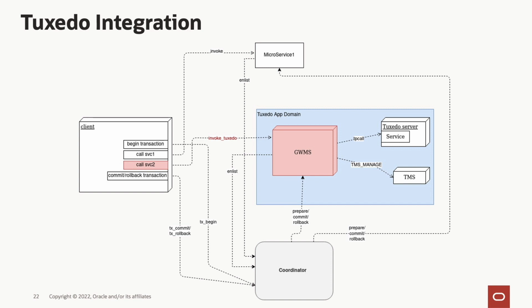In the first flavor of this, we will only have Tuxedo be able to be a participant. It won't be able to initiate a global transaction. So another microservice would start the global transaction. It may call Tuxedo's microservice through the SALT Web Services Gateway, and then that particular Tuxedo transaction would become part of the overall global transaction. So we get guaranteed ACID properties across a variety of microservices and across a variety of Tuxedo applications.